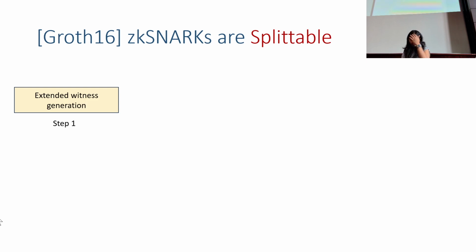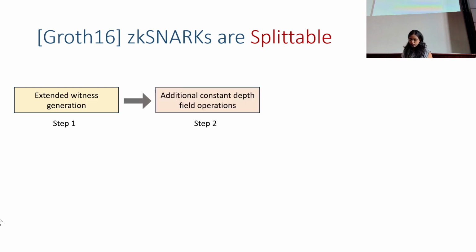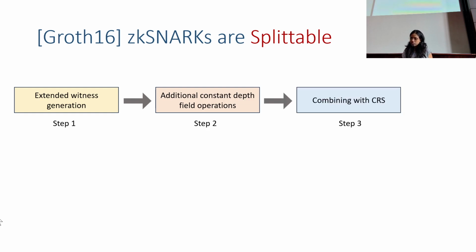Given this extended witness, the next step is to perform some other constant depth field operations. And after the second step is finally when the CRS comes into play. This third step is where we require cryptographic operations. It essentially requires the prover to perform some group exponentiations, and this is the only cryptographic component in Groth16. The output of this third step is the final proof, which in Groth16 is just 3 group elements. Let's denote them by A, B, C.